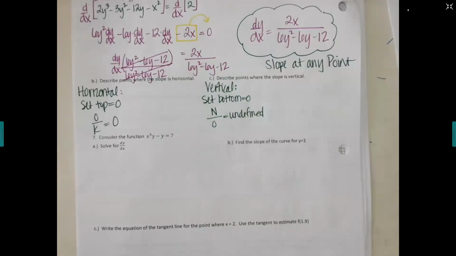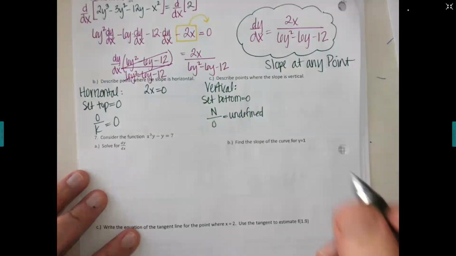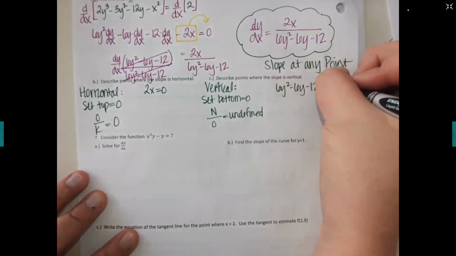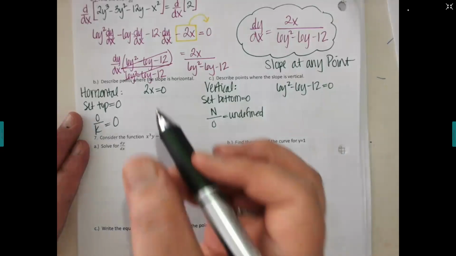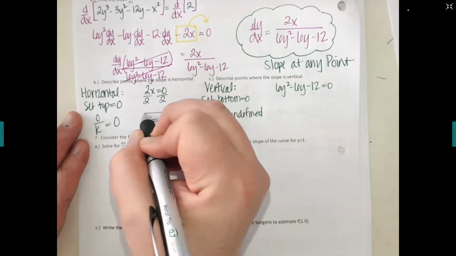So now let's do that. Here's your equation. Notice it's a fraction. It has a top and it has a bottom. The top finds horizontals, and the bottom finds verticals. The top equal to 0 finds horizontals. The bottom equal to 0 finds verticals. Okay, let's do horizontal first. If 2x equals 0, what do I need to do to solve? And what is 0 divided by 2? X equals 0.